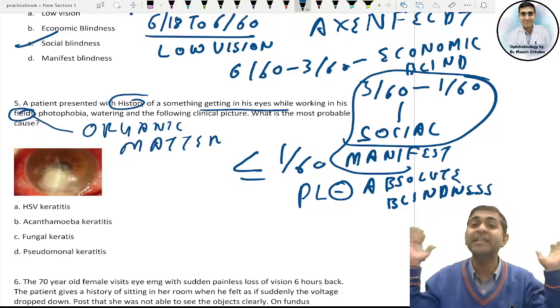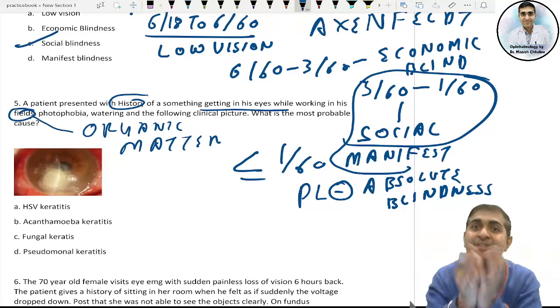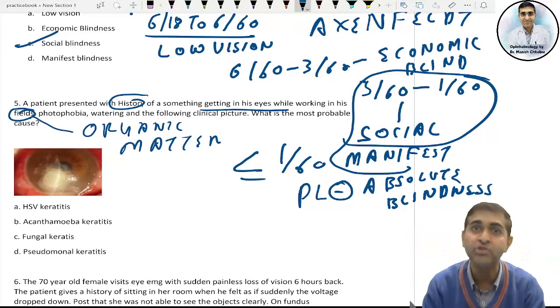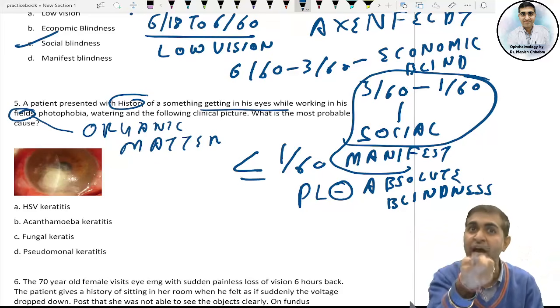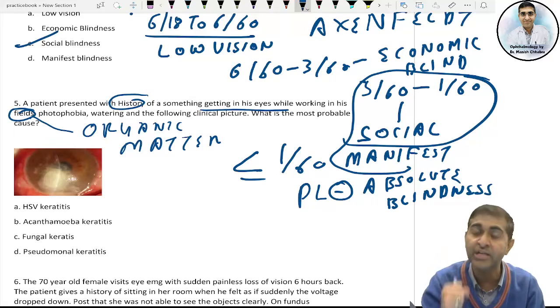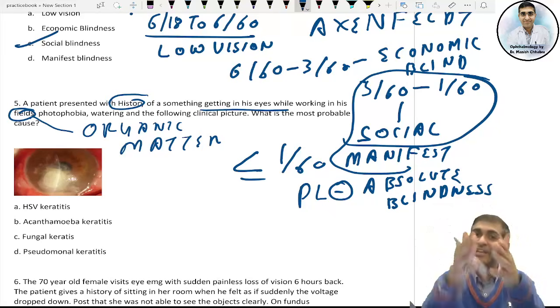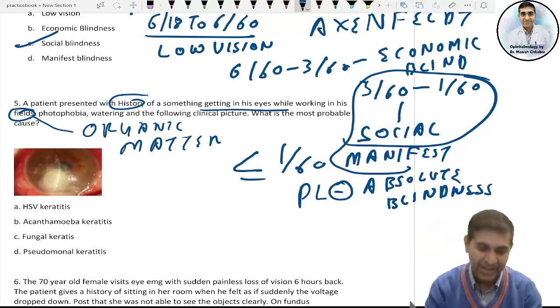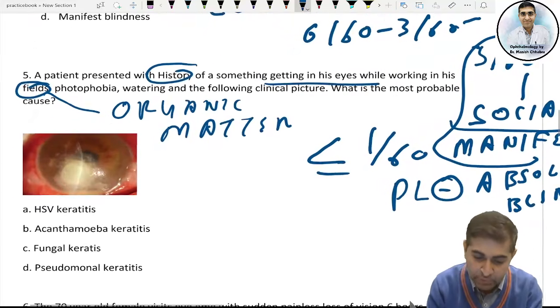Photophobia is inability to withstand ambient light condition. Photophobia does not mean you'll take a torch with very high intensity light and put it in the patient's eye, and of course with that even the normal person is going to close the eyes. You will not say that the patient is having photophobia. Yes, okay. Watering is there, and the following clinical picture. What is the most probable diagnosis?